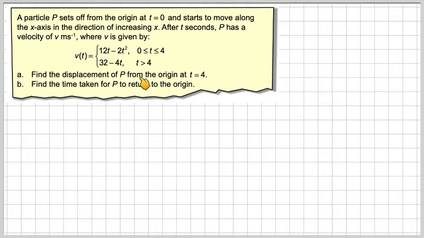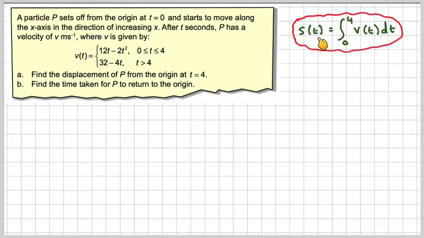Find the displacement of P from the origin at t equals 4, and then find the time taken for P to return to the origin. Okay, at the end we'll look at this with a GeoGebra app, but we know that the displacement is given by the integration of the velocity function, in the first case between 0 and 4, because we want to know the displacement between 0 and 4, and assuming that this doesn't cross the t-axis.